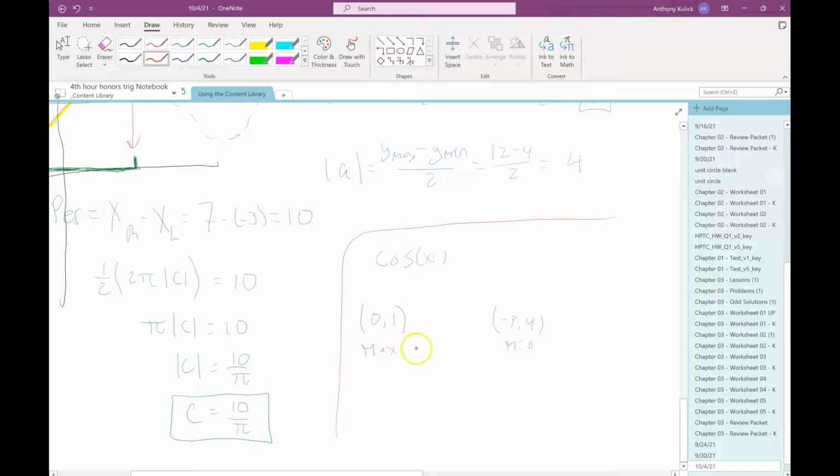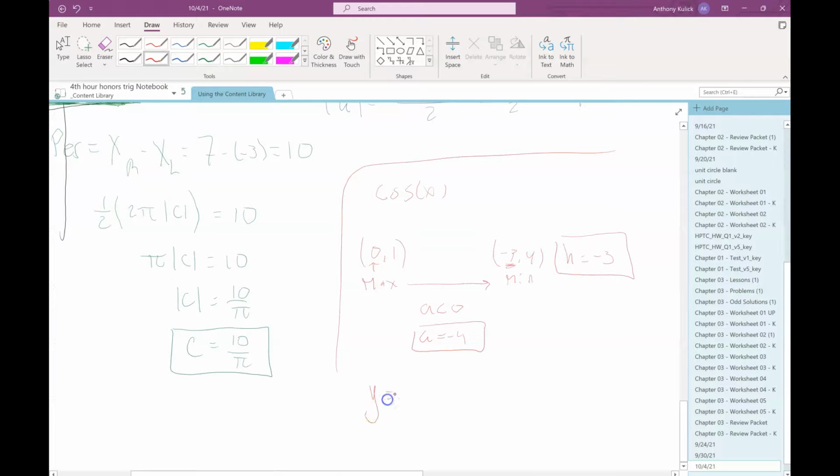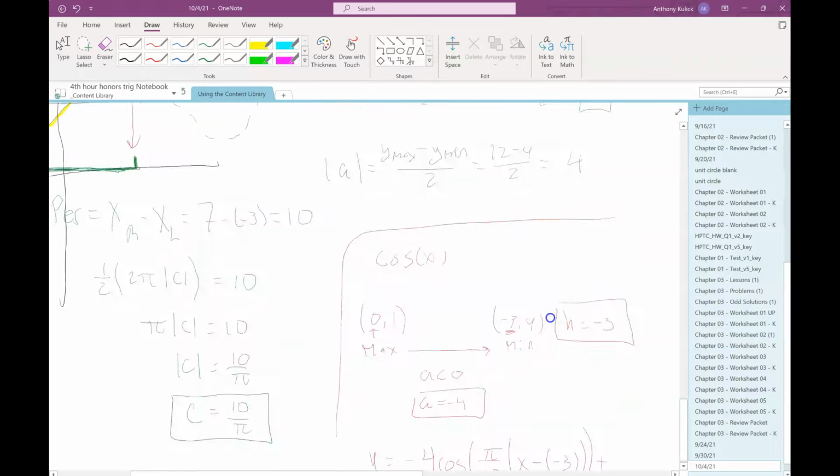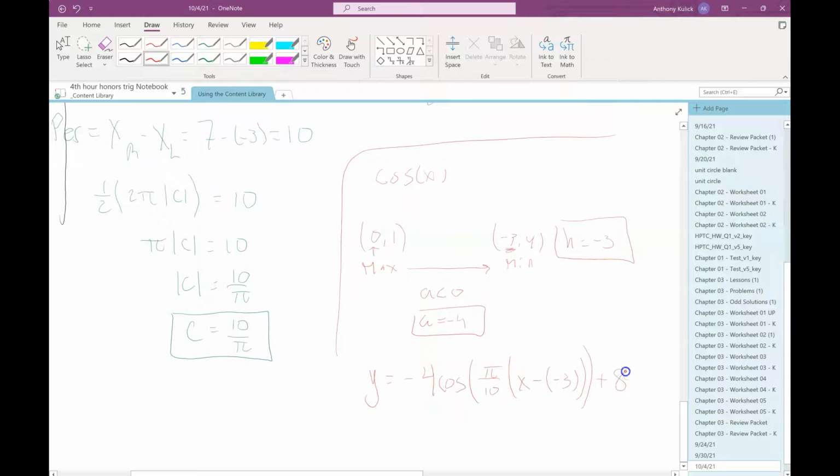So that tells me what about the sign for A? Has to be negative, so A is -4. And it tells me what about the value for H? It's -3. So there's everything I need for my cosine. What was the K? Was it 8? Yeah.